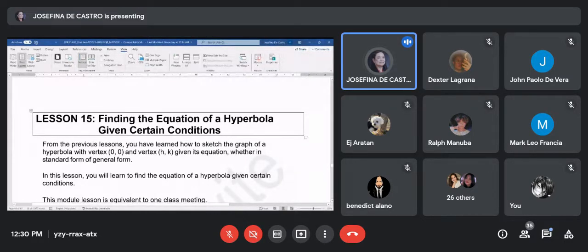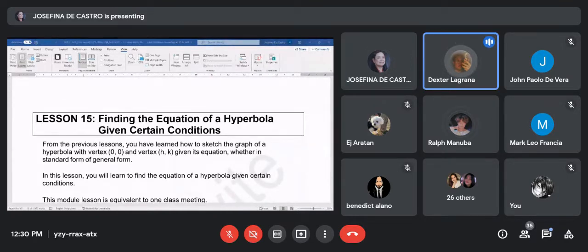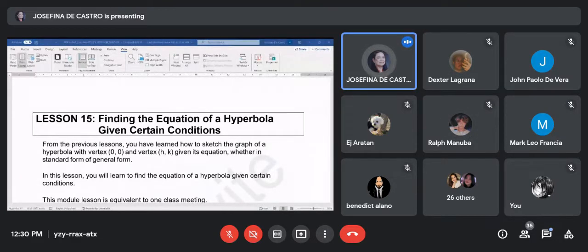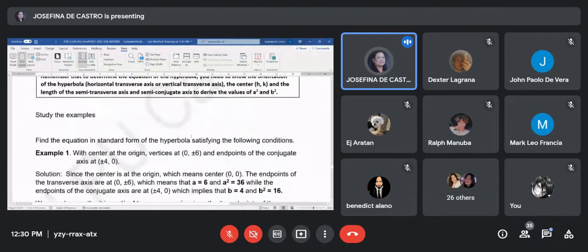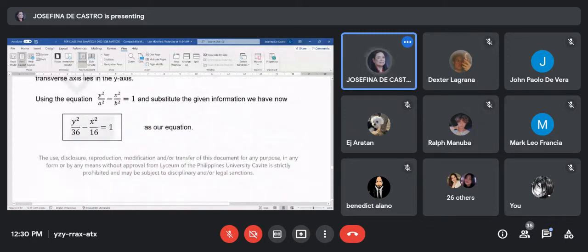Done na tayo din dito. Okay. So, ito yung pabaliktad naman niya. Given some parts of the hyperbola, you are supposed to give the equation in standard form. Yung pabaliktad niya. So, let's take this. Ayan.